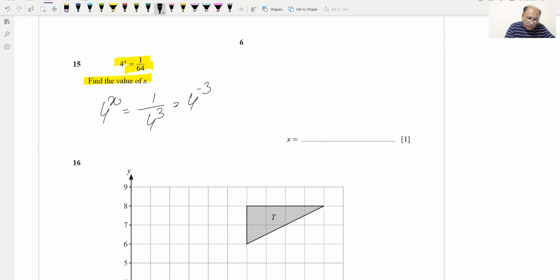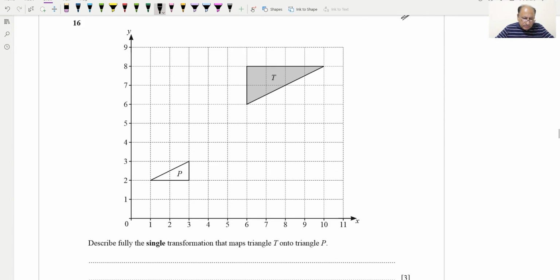So now bases are same. 4 raised to the power x is equal to 4 raised to the power minus 3. Bases are same, so we can compare the power. So x will be equal to minus 3, and this is one more question which we are done with.